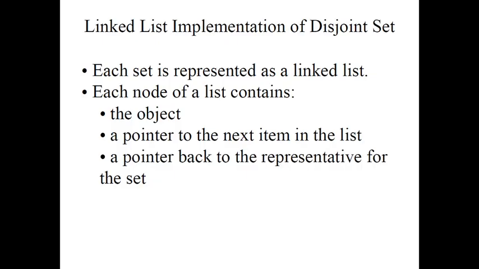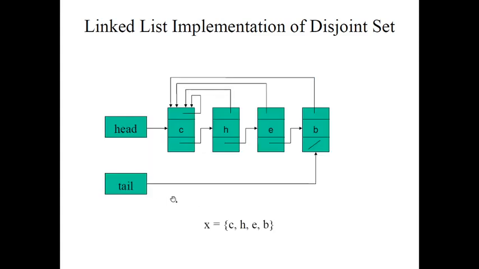And one implementation is the linked list implementation of the disjoint set. Here each set is represented as a linked list. Each node of a list contains the object, a pointer to the next item in the list, and a pointer back to the representative for the list. These are the elements of a particular node. Please see that in the linked list implementation, a node will hold that object plus a pointer to the next item plus a pointer back to the representative of the list.